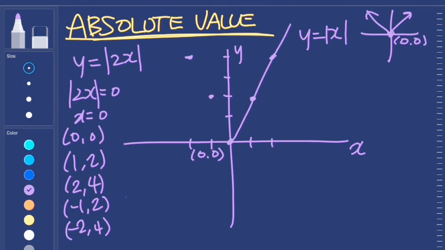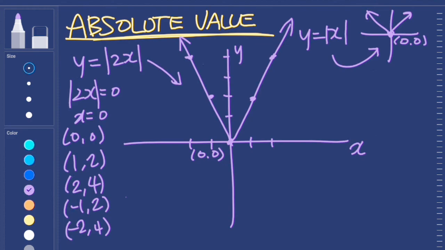And if you connect the dots, it becomes a graph that looks like the y equals absolute value x graph, but is not exactly the same as it. And one difference to point out between the y equals absolute value 2x graph and the y equals absolute value x graph is that the y equals absolute value x graph is a little bit wider than the y equals absolute value 2x graph.